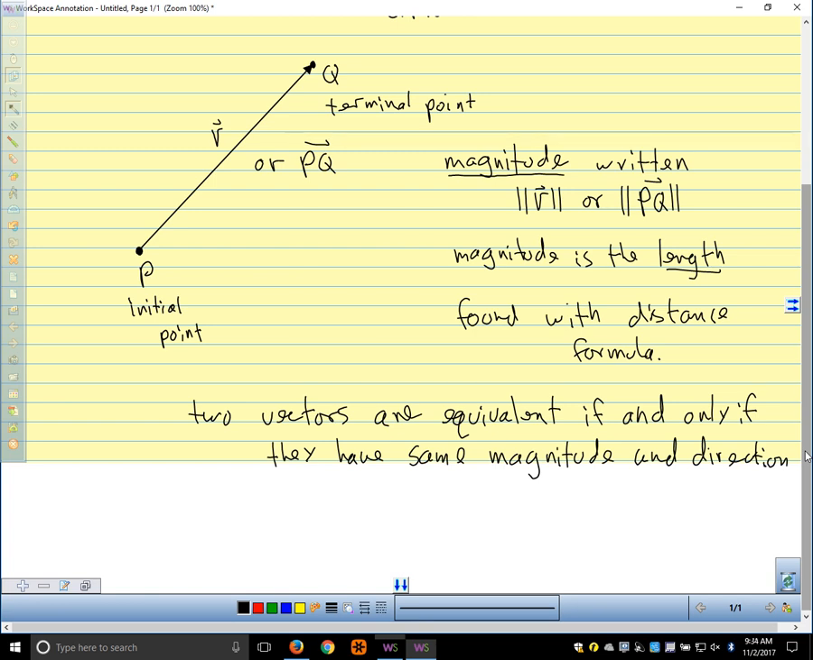So we compare vectors by deciding, are they the same length and are they pointing in the same direction? We don't care about where they're located. All that we're interested in is, do they have the same length? Are they going in the same direction? So 25 miles an hour that way is the same as saying 25 miles an hour that way. As long as we're talking about 25 miles an hour in the same direction, we're talking about the same velocity.